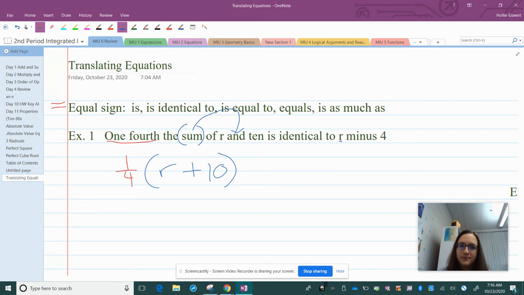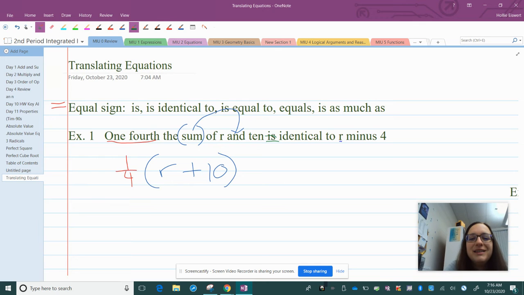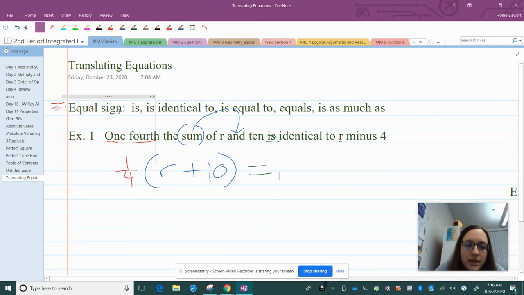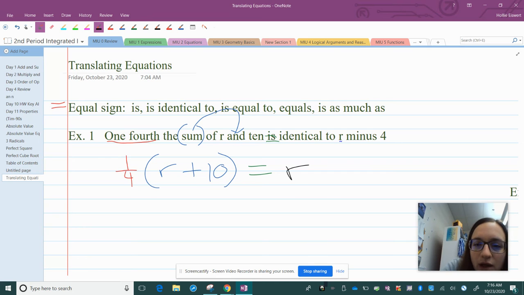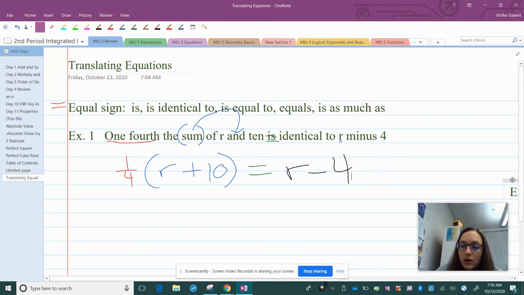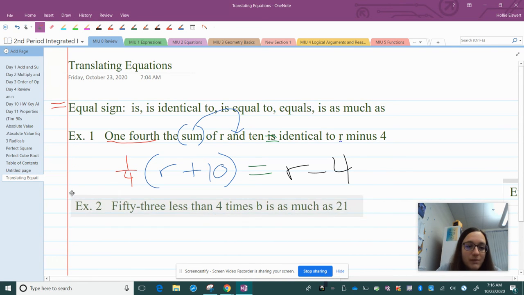Is. Okay, that's a tiny little word, but is equal. There's our equal sign. So equals. Oh, is identical to. We got a nice phrase going on there. It's not just the word is, it's this phrase is identical to. Awesome. What is it identical to? R minus 4. Okay, that part's easy. Is equal to r minus 4. Ta-da! Done. That's it. We're just translating. We'll start by solving in just a moment.